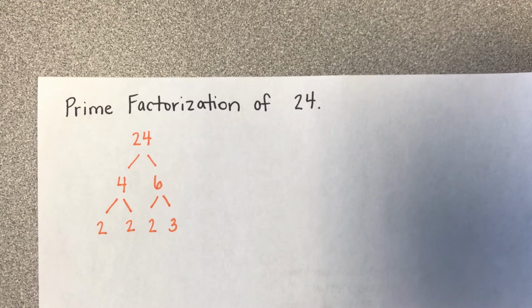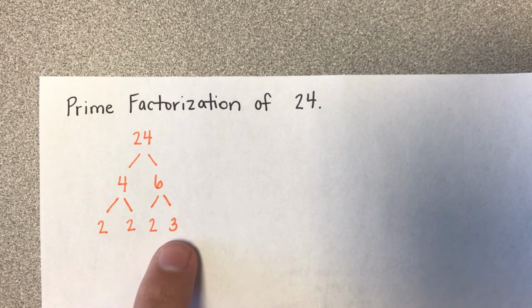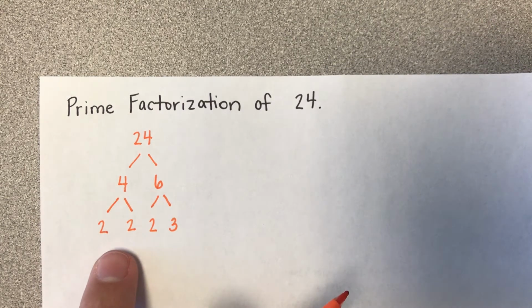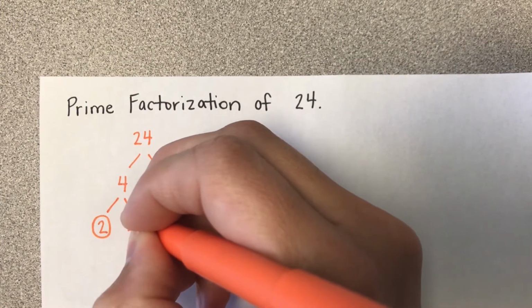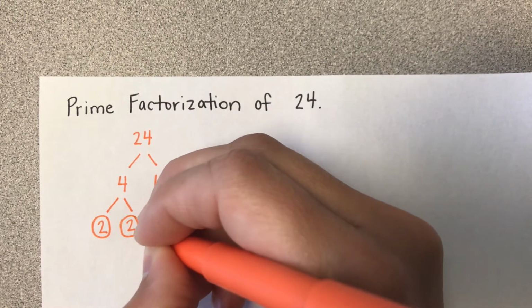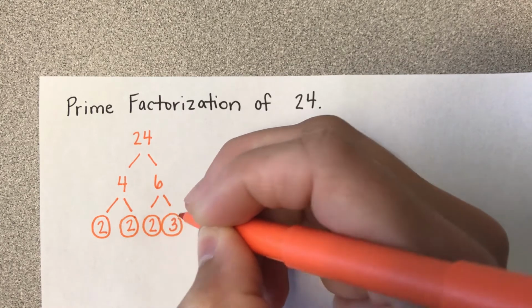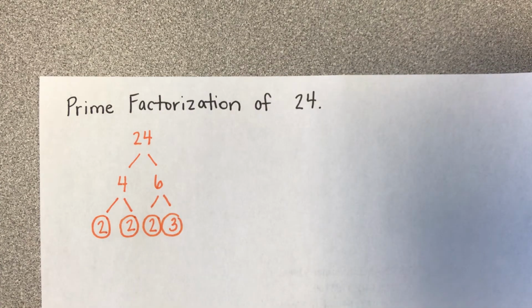because it'll get really confusing. So now I've broken these down and I ask myself, okay, are any of these numbers prime? Well, luckily they are. And once they're prime, I like to circle them so that I know that I'm done. And I can clearly see, okay, there's nothing else to break down. So I can see everything down here is prime.